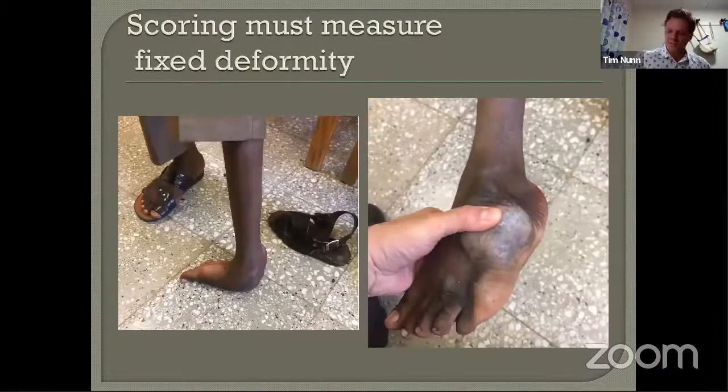In addition, we wanted to see what the amount of deformity was after some correction. You can see here, this lad on the left, on his left foot, has significant standing deformity, but is in fact very flexible. So what we wanted was a scoring system that looked at fixed deformity.